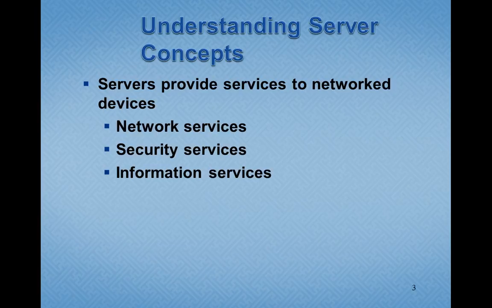Okay, so the big three divisions of services are network services, security services, and information services. Network services can include anything that exists to provide network functionality, for example, DHCP or DNS. Now, DHCP is used to provide IP configuration settings that allow clients to communicate over the network. The main thing that DHCP does is provide IP addresses to your client computers.